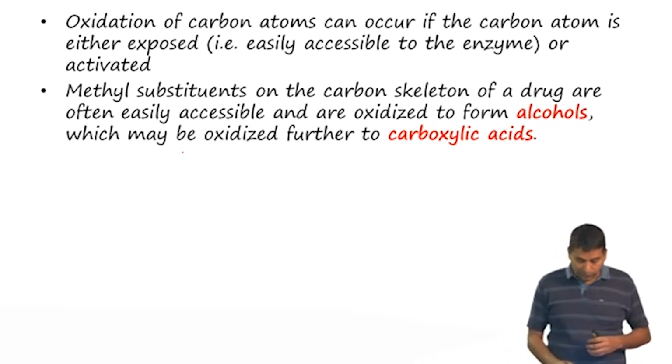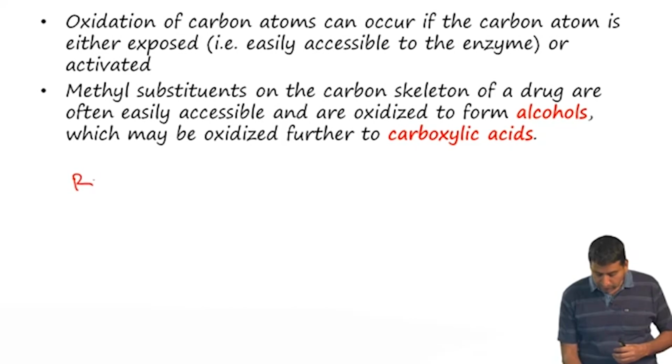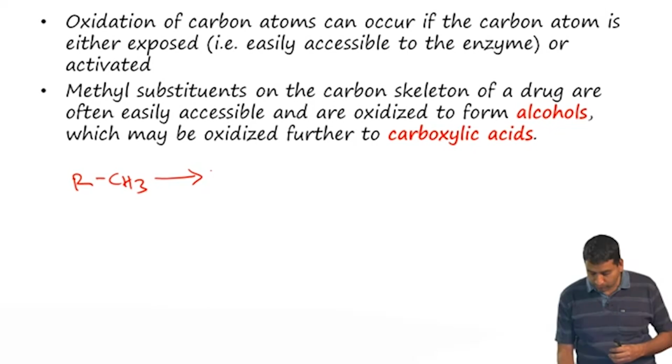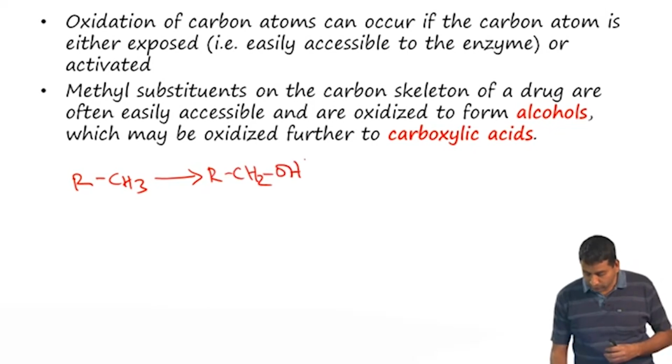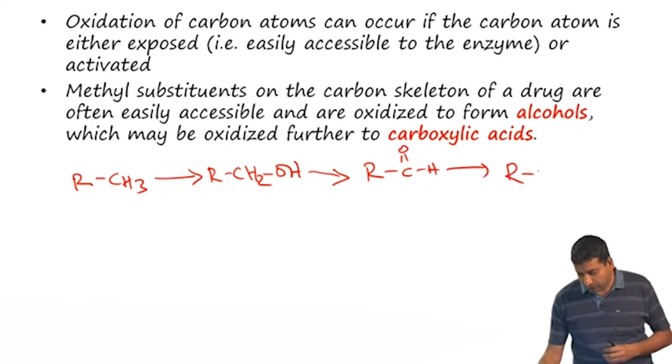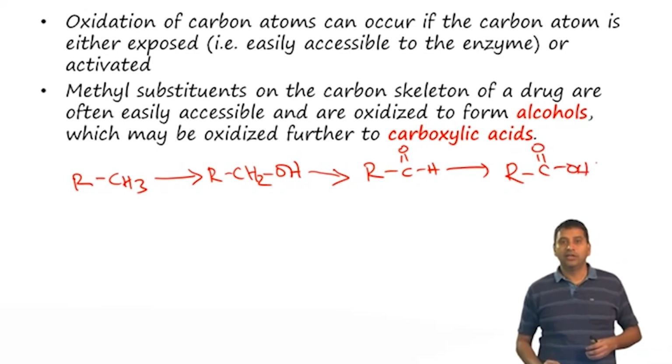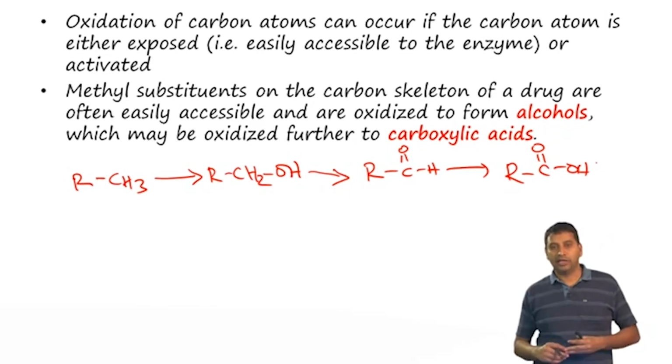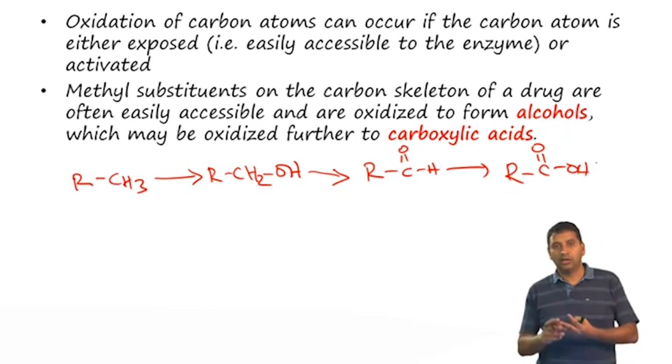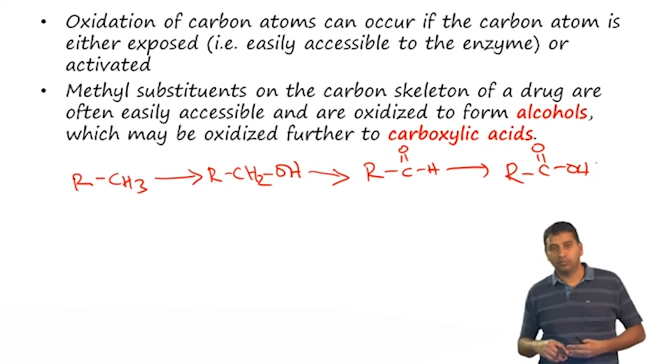Right. So, for example, methyl groups R CH3 can undergo oxidation to form R CH2 OH, which then can subsequently be oxidized again to an aldehyde, which will undergo oxidation to form a carboxylic acid. Okay. So, these are the sequence of reactions that can occur on a terminal or an exposed methyl group. Okay.